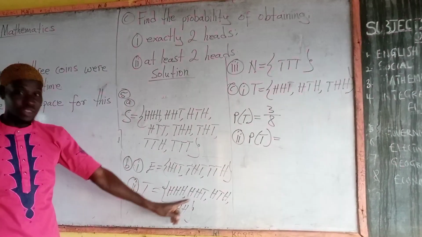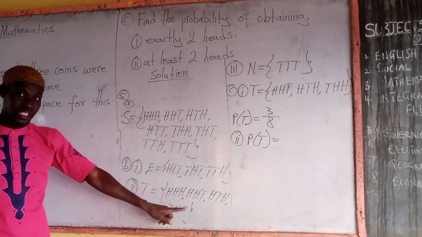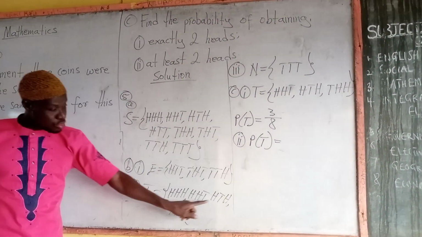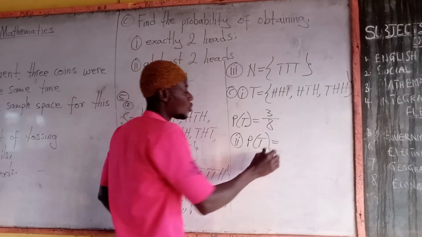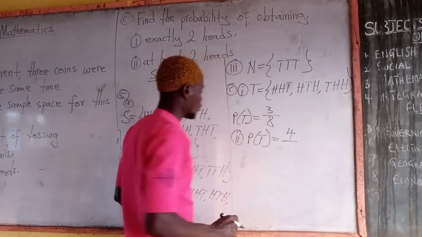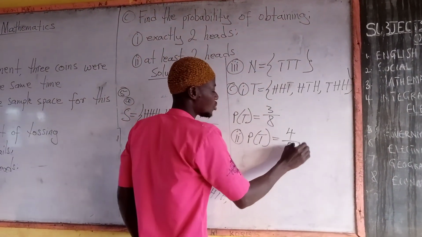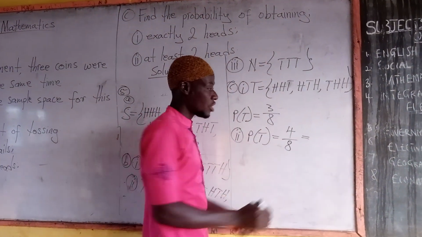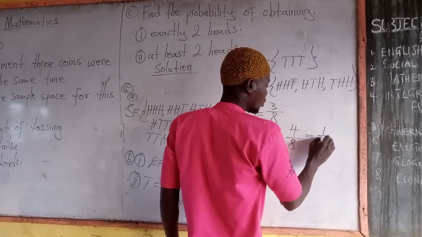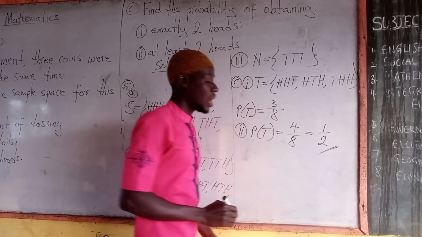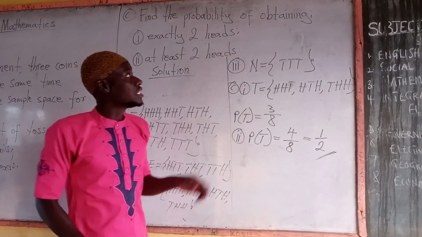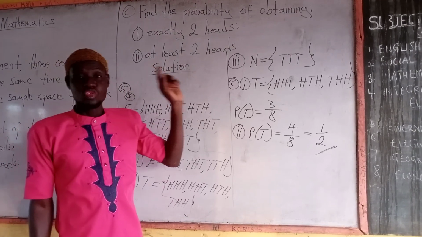And so we count the number of sample points in that event. So we count 1, 2, 3, 4. So we have 4 out of the sample points in the sample space, which is 8. And so simplifying this further, we will have 1 out of 2, or 1 divided by 2, as our probability for obtaining at least 2 heads.